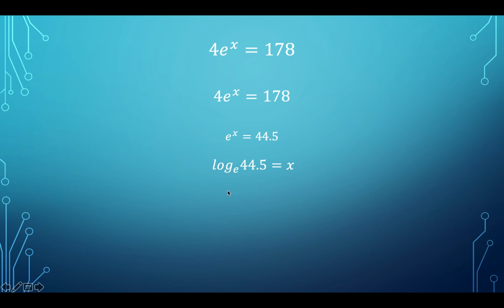Now, we're going to use the change of base formula, but what did we say log base e could be replaced with? ln. Remember, log base e is equal to ln, and ln is equal to log base e. So we go ahead and change this log base e to ln. So now we're going to do ln of 44.5 is equal to x. We just type in our calculator ln 44.5, and we get x is equal to 3.796. Now on your quiz, I'll be sure to tell you where we should be rounding to.